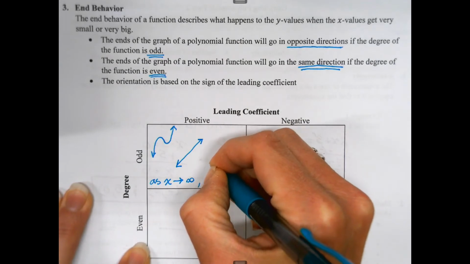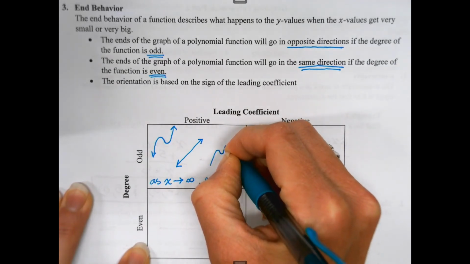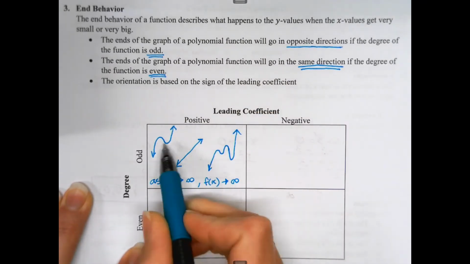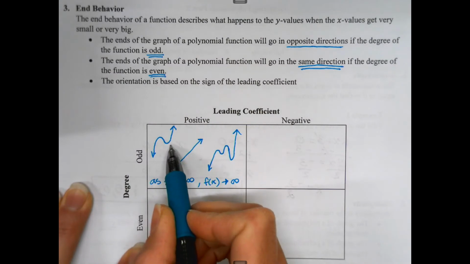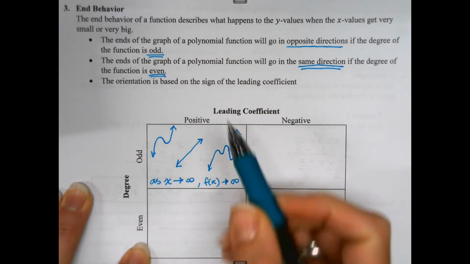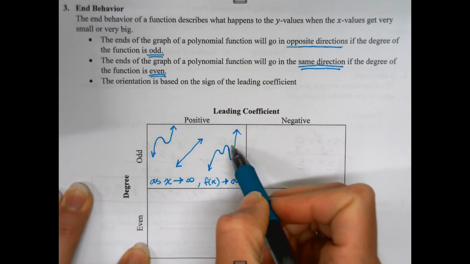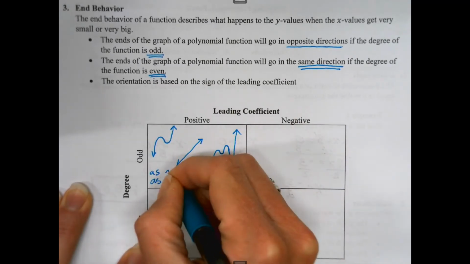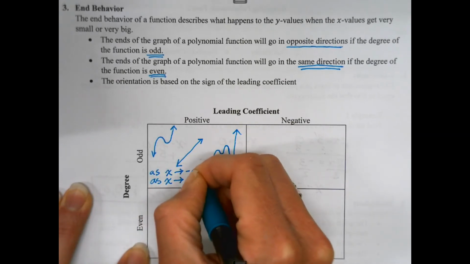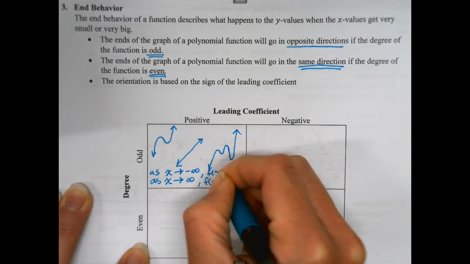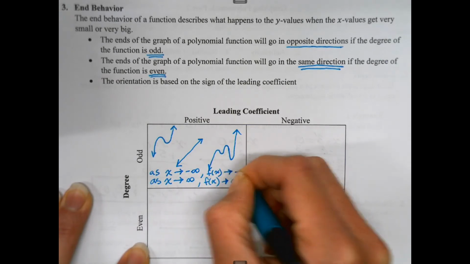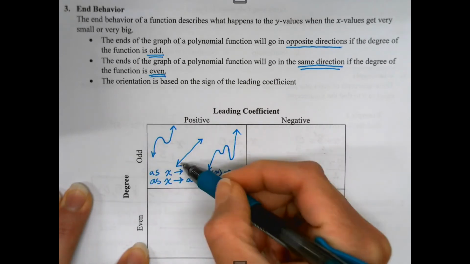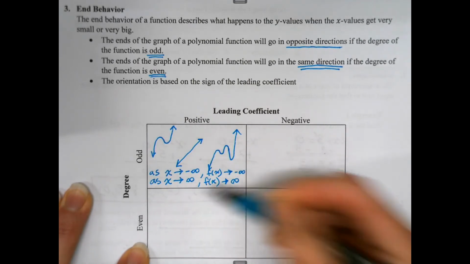We could have many turns happening, but always as we move to the right, or as our x values get bigger, we're going up to positive infinity. And also, as x goes towards negative infinity, our f of x values, or output values, are going to go to negative infinity. So as we go this direction, notice that all of these are going down.